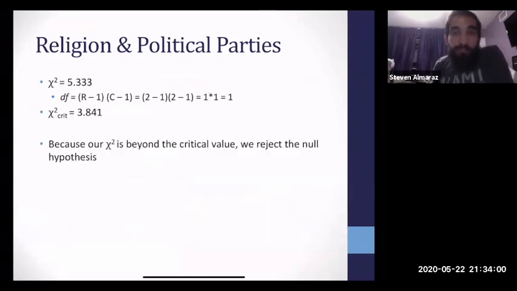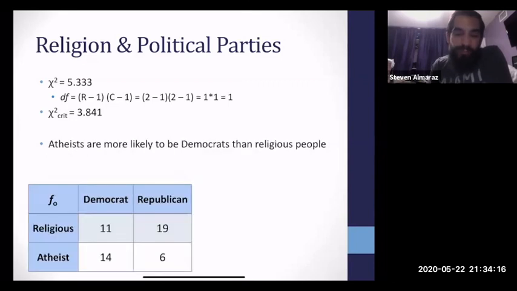Now, because our chi-squared value is finally beyond the critical value, so it's more extreme than the critical value, we get to reject the null hypothesis. Yay! So what does that mean? These variables do indeed seem to be related to each other, all right? And the way that they're related to each other is atheists are more likely to be Democrats than religious people.